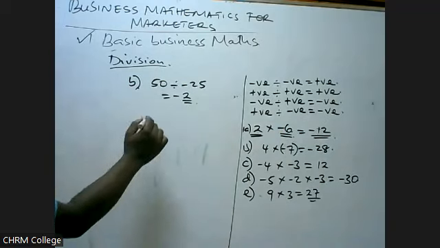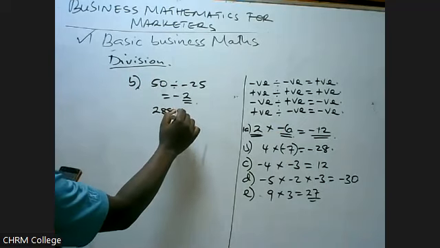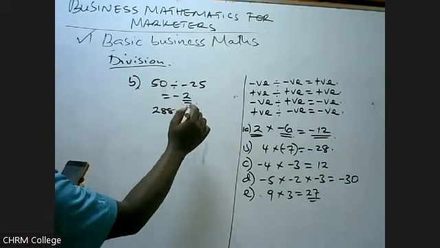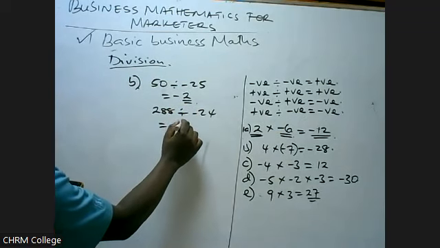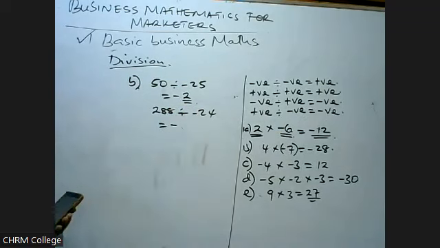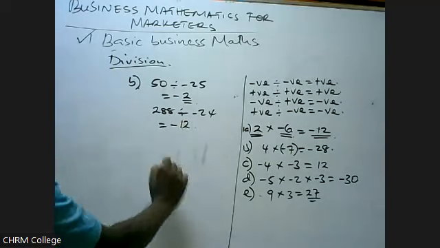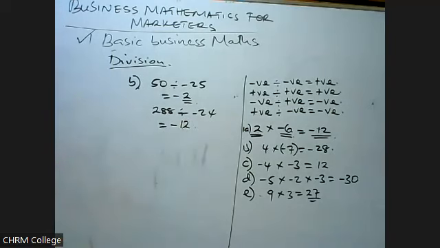2A, when you have 288 divided by negative 24, the answer again will be negative. 288 divided by negative 24 gives the answer negative 12. What about where you have 3C?